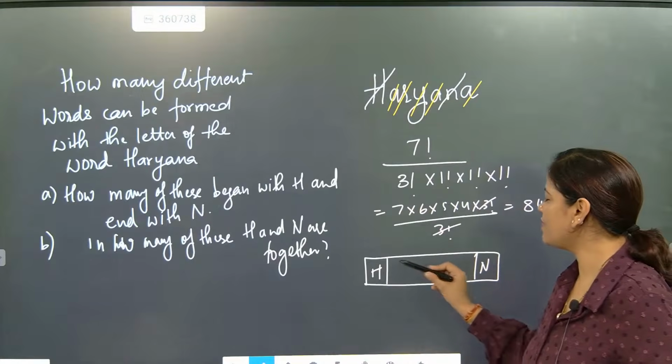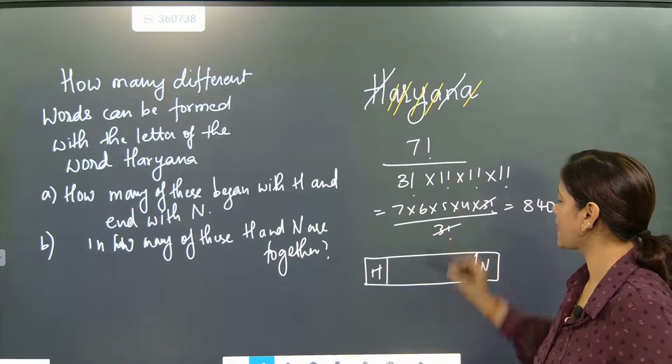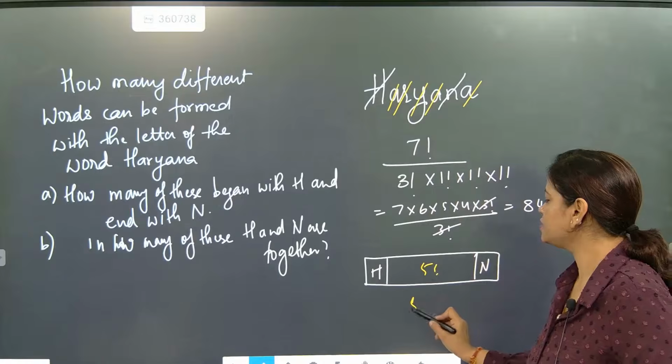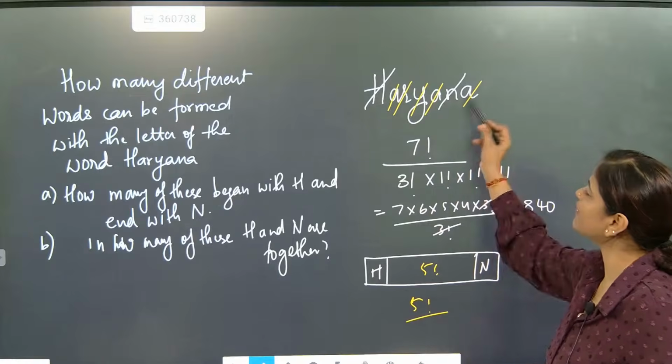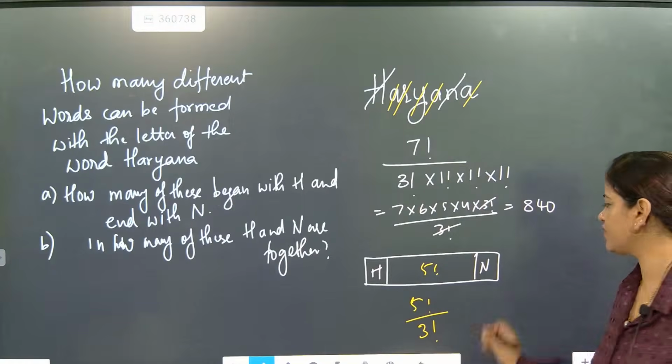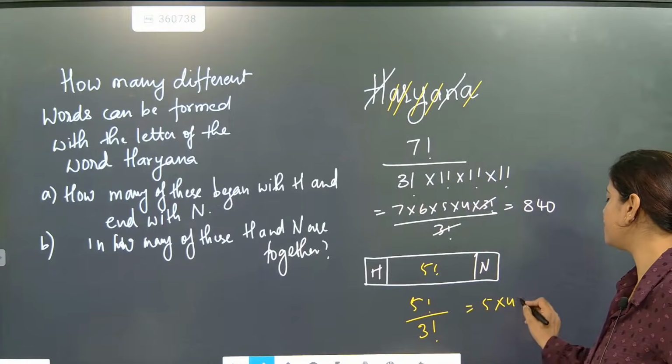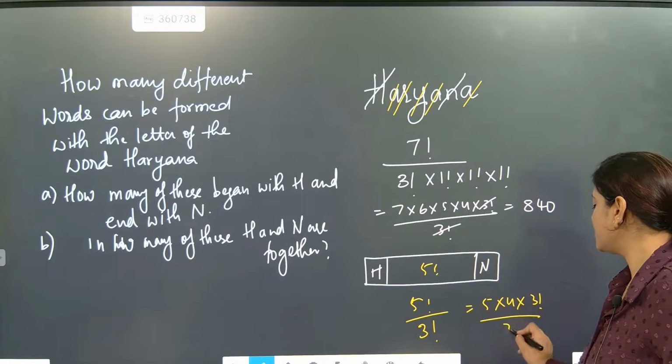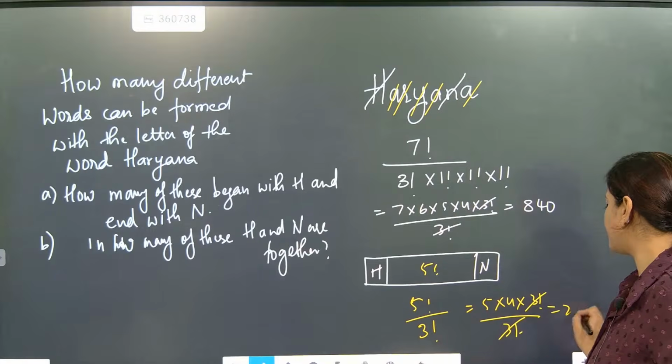So here, how many are left? Five are left. So here, five created. So five factorial. In that five factorial, A is exactly three times. So it will become five factorial by three factorial. So it will become five into four, which is 3 factorial cancels, so it is coming as 20.